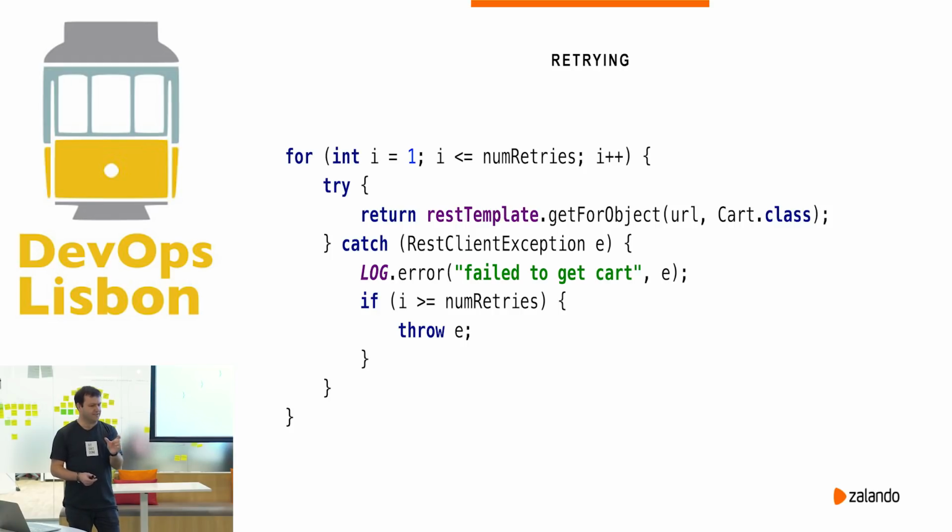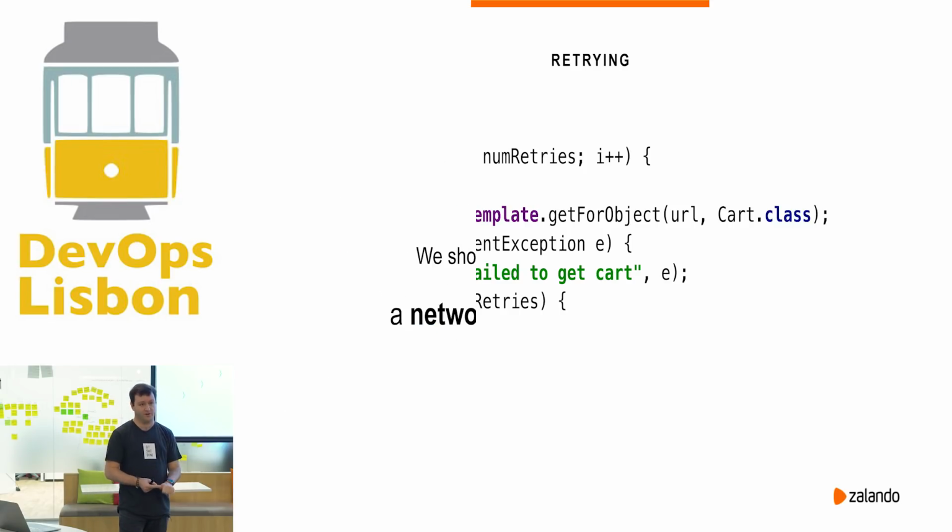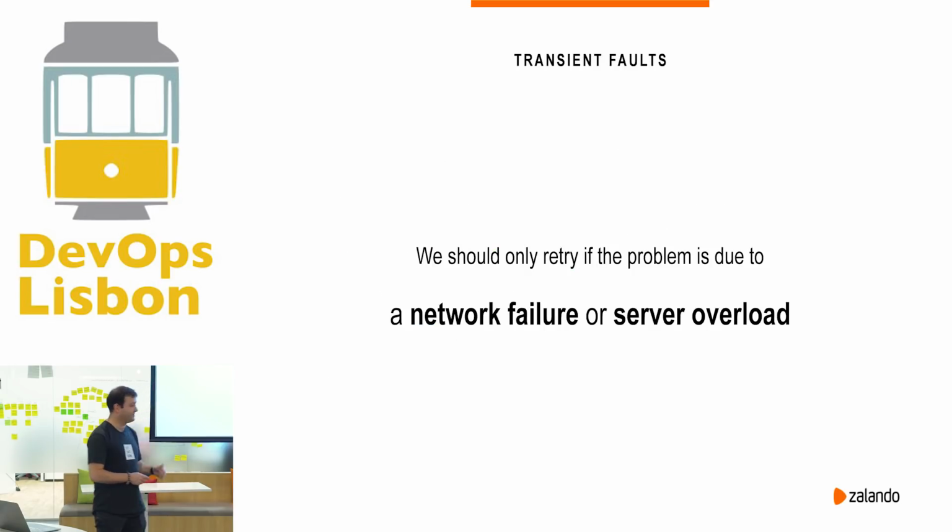And this is important to understand. Retry, yes, it's good, but it's not to be done always. And this is when we should retry. We should retry whenever we detect a network failure or an overload situation. So not for every exception, only for some particular ones, and these are called transient faults.